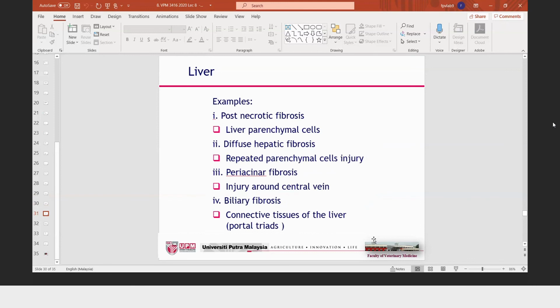This is an example of fibrosis: post-necrotic fibrosis involving the liver parenchymal cells; diffuse hepatic fibrosis, partly because of repeated parenchymal cell injury; pre-acinar fibrosis, particularly injury around the central vein; while biliary fibrosis involves connective tissue of the liver in the portal tract.